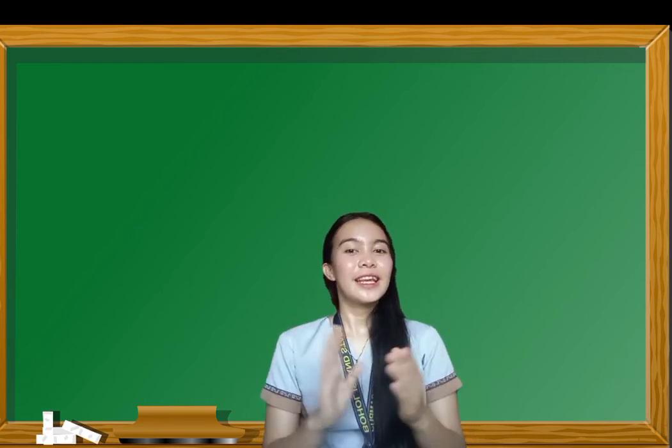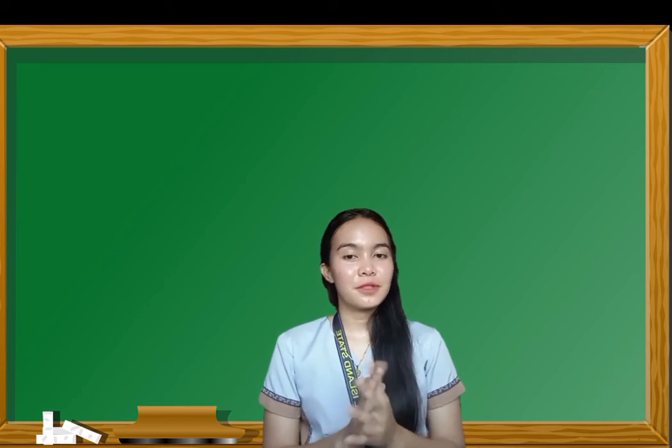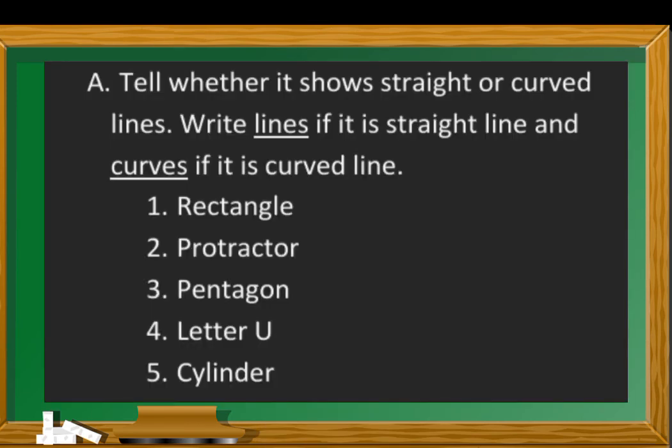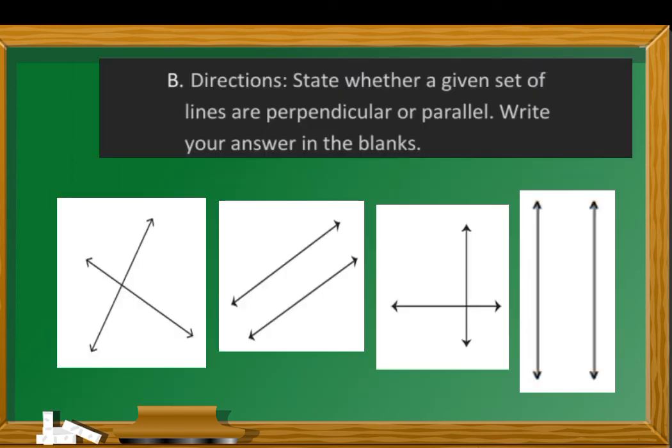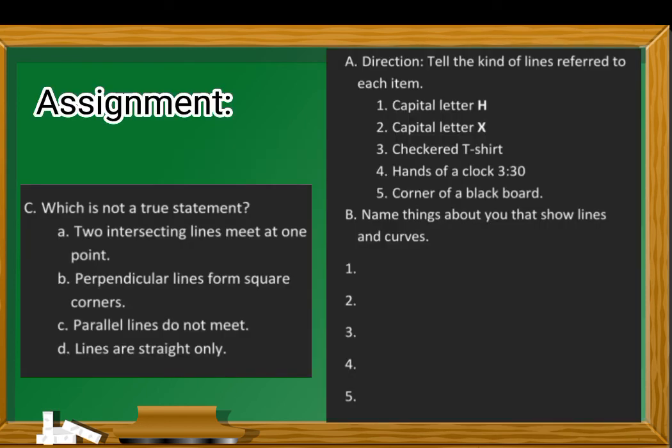Alright, let's proceed to our activity. Get 1/2 sheet of paper, class. Alright, answer test A, test B, test C, and I will give you 15 minutes, class. And of course, your assignment. Okay, class, please pass your assignment next meeting. So, see you next meeting.